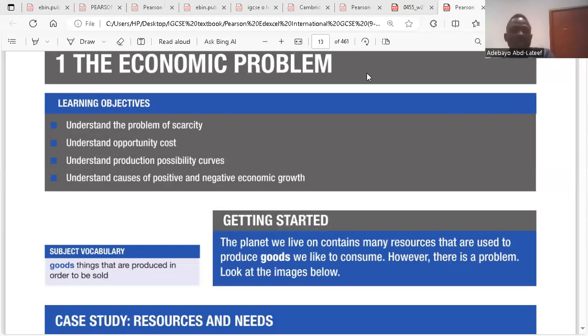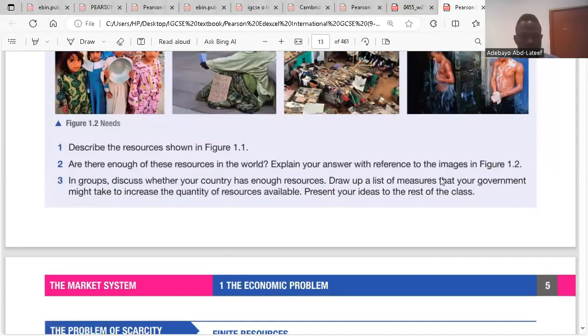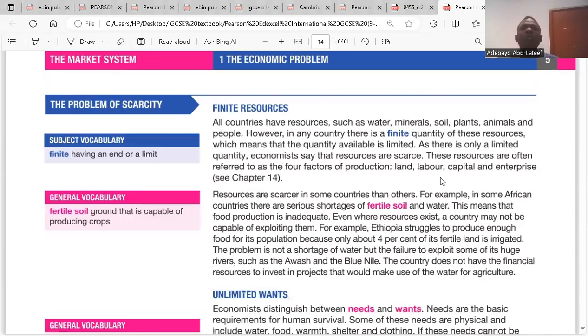Chapter 1, the economic problem. The economic problem is scarcity. The basic economic problem is scarcity. And when we talk about scarcity, we're talking about finite resources and unlimited wants.